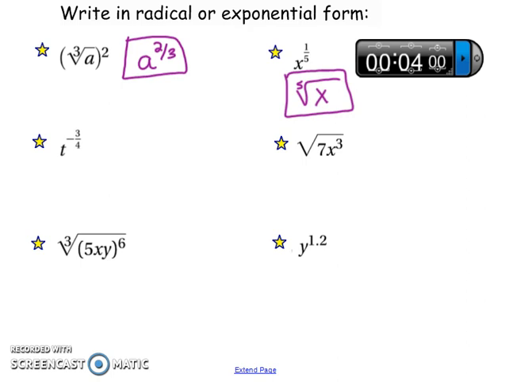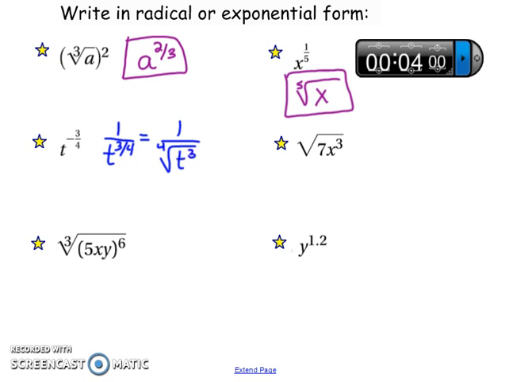T to the negative 3/4. So that is like the other example. So we have to make it 1 over t to the positive 3/4 first. Then we rewrite it as a radical. So the 4 is the index, 3 is the exponent.